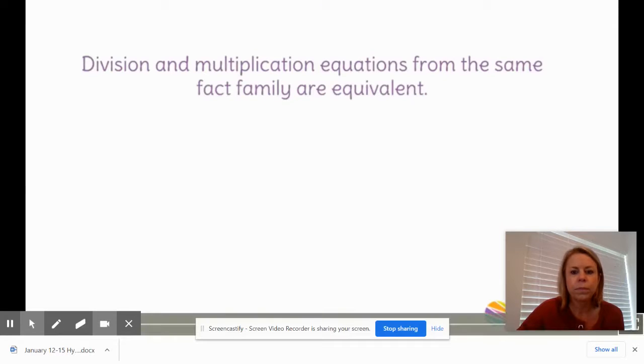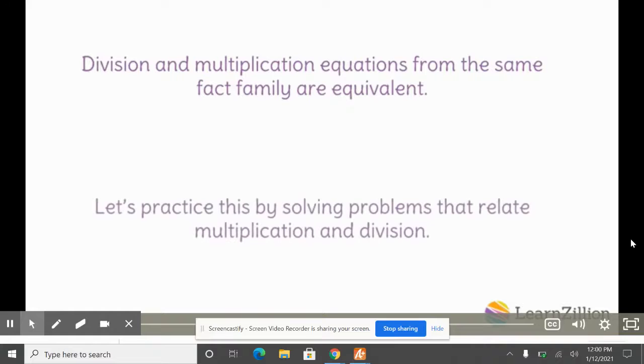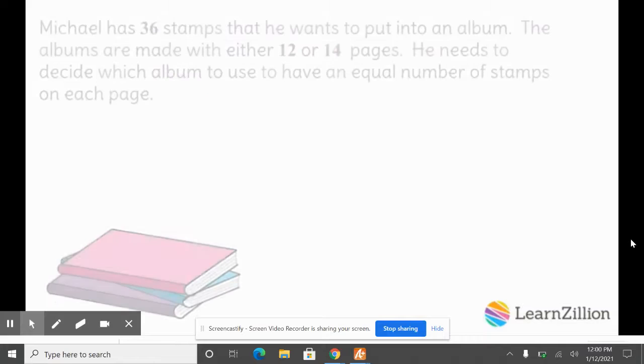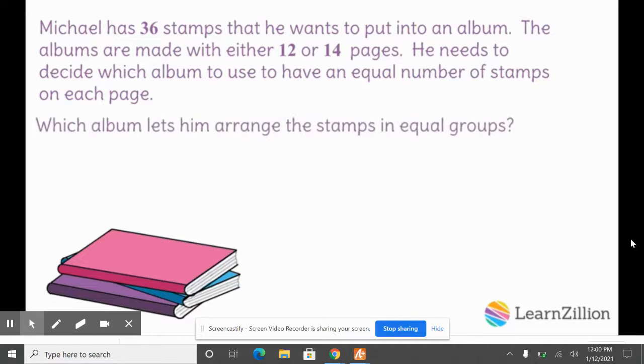Division and multiplication equations from the same fact family are equivalent. Let's practice this by solving problems that relate multiplication and division. He has 36 stamps that he wants to put into an album. The albums are made with either 12 or 14 pages. He needs to decide which album to use to have an equal number of stamps on each page. Which album lets him arrange his stamps in equal numbers?